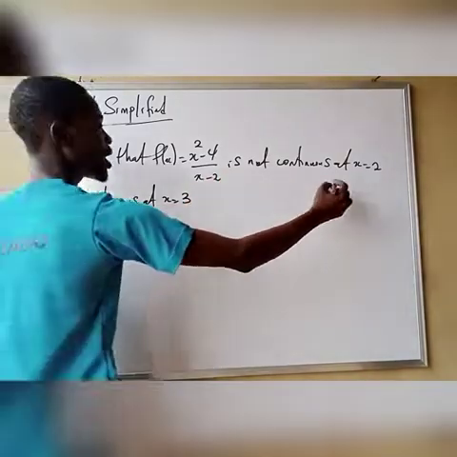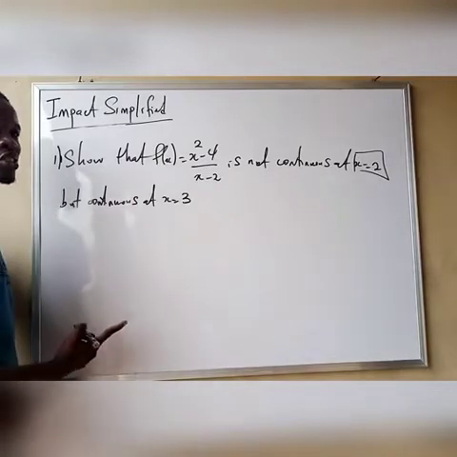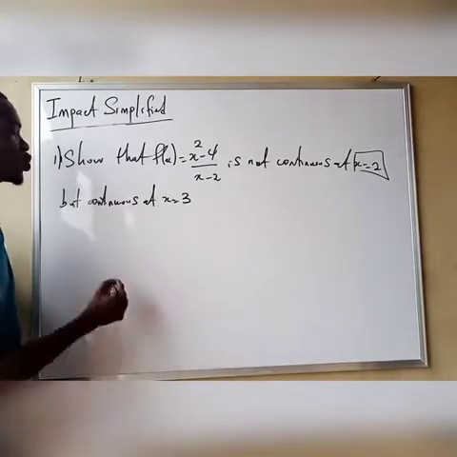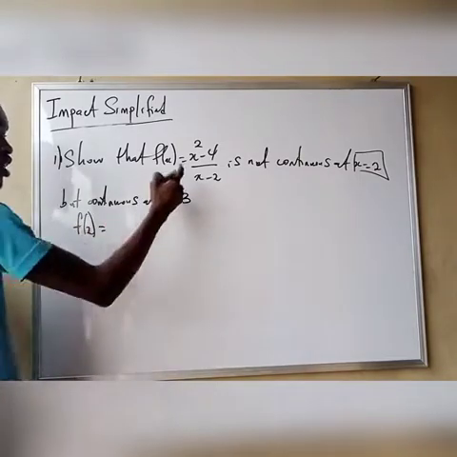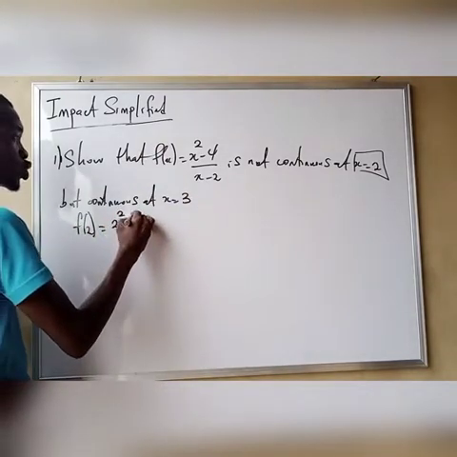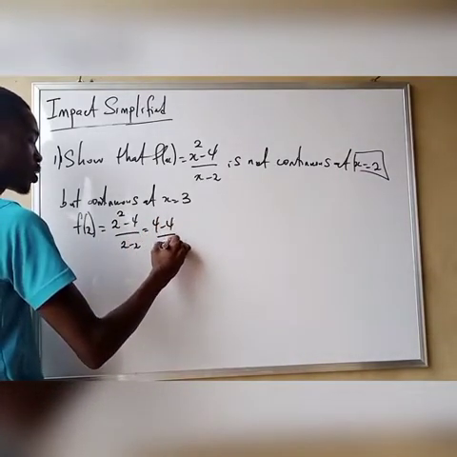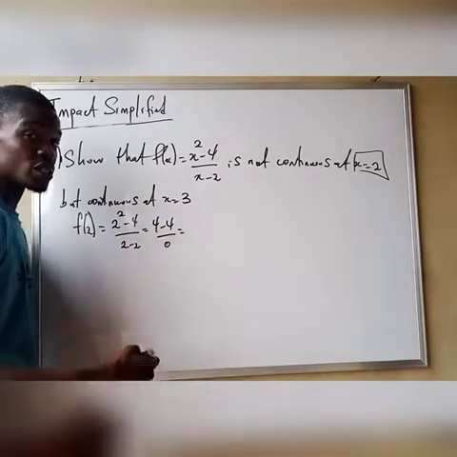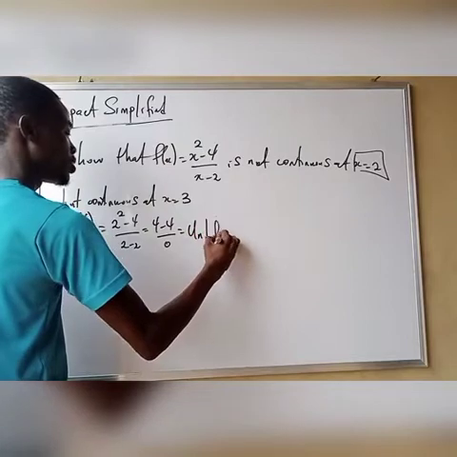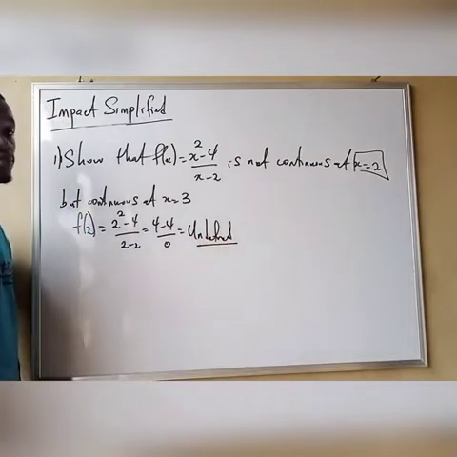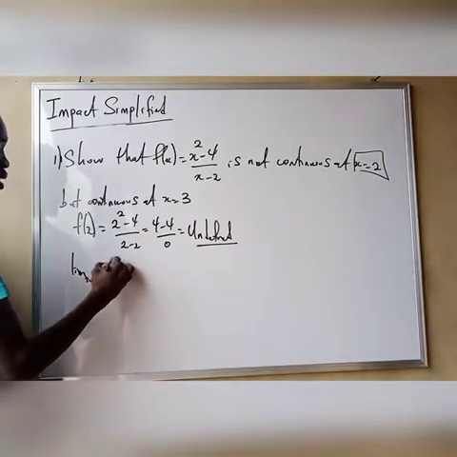They said we should show that it is not continuous at x is equal to 2. That means for a function to be continuous or discontinuous, what are the things we need to get? The first thing for us to do is to get our f of 2. What is your f of 2? Put your 2 there. That will give us 2 squared minus 4 over 2 minus 2. And this will give us 4 minus 4 over 0. And this will give us 0 over 0. 0 over 0 is not 0. But 0 over 0 will give us an undefined answer.